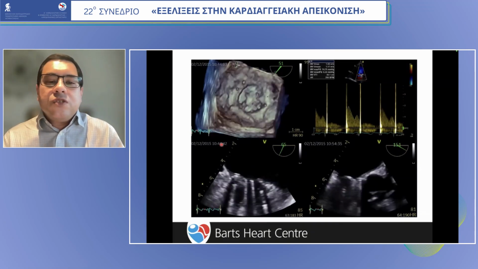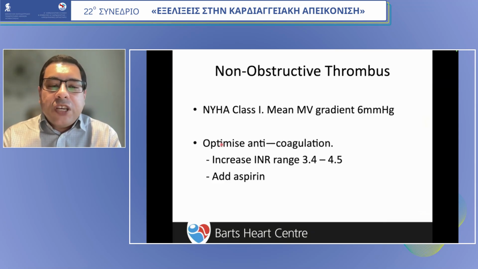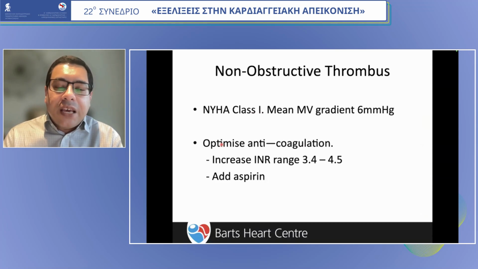So in this particular patient, we have non-obstructive thrombus. NYHA 1, they're seen in outpatients, the grade is slightly high. We know they've had an embolic infarct due to this clot. So we optimize the anticoagulation, increasing the INR range from 3 to 4 to 3.5 to 4.5.